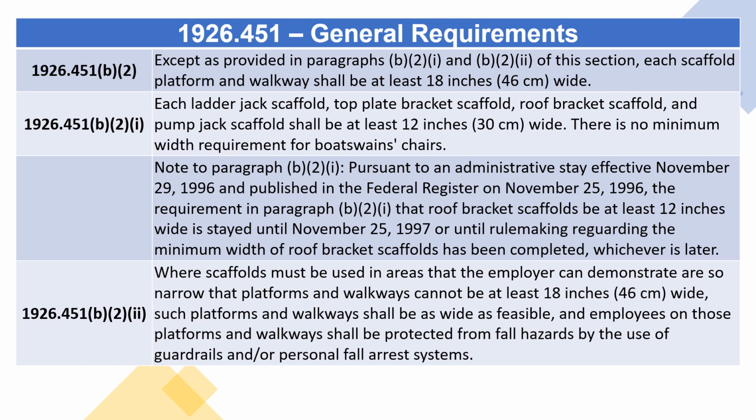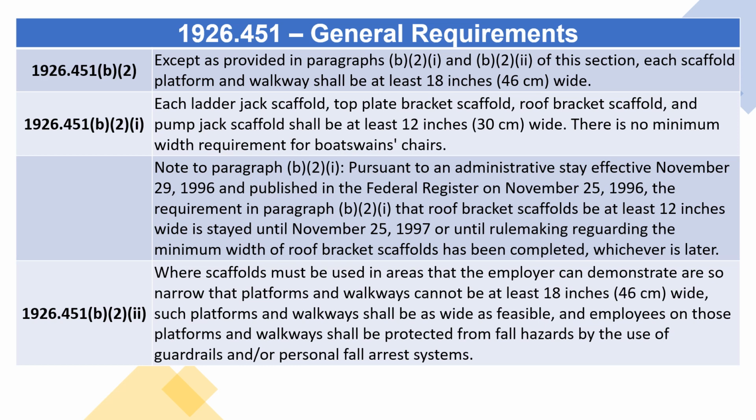Note to paragraph (b)(2)(i). Pursuant to an administrative stay effective November 29, 1996 and published in the Federal Register on November 25, 1996, the requirement in paragraph (b)(2)(i) that roof bracket scaffolds be at least 12 inches wide is stayed until November 25, 1997, or until rulemaking regarding the minimum width of roof bracket scaffolds has been completed, whichever is later.